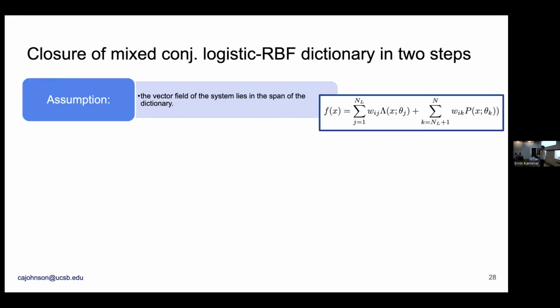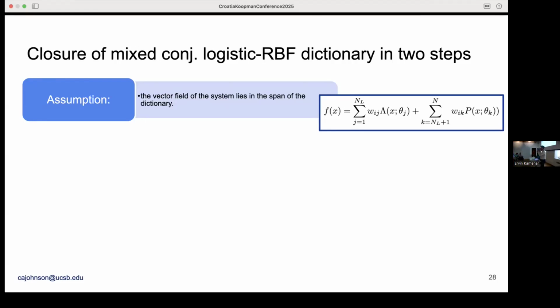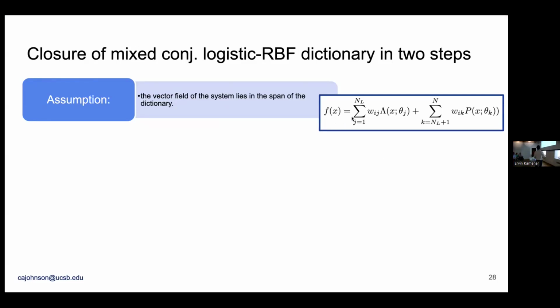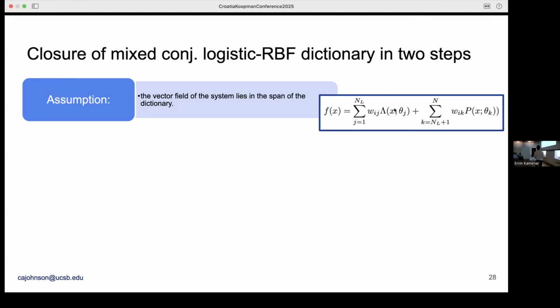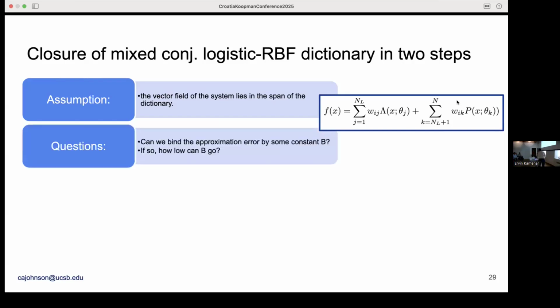It's basically you populate enough RBFs, populate enough of the logistic functions in your dictionary that eventually you can capture all the different granularity of the function, right? And so we'll write, as a safe assumption, f of x is equal to the summation of a bunch of conjunctive logistic functions and then some multivariate radial basis functions, okay?